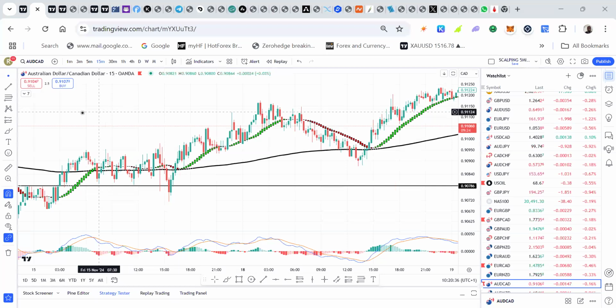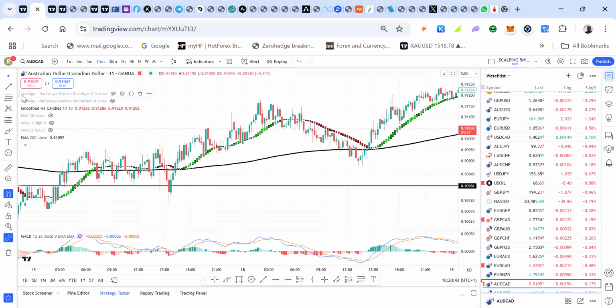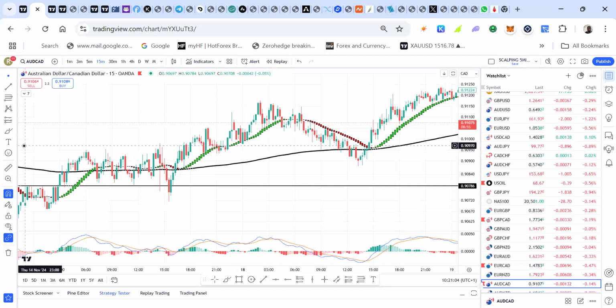Now, let me show you. So how do you look for smoothed Heikin-Ashi? Now you can see that here I have multiple, up to 1, 2, 3, 4, 5, 6, 7, 8 indicators on this chart. But if you don't have a premium account, you cannot have it. Even if you have the first one, what's the first one? Let me check.